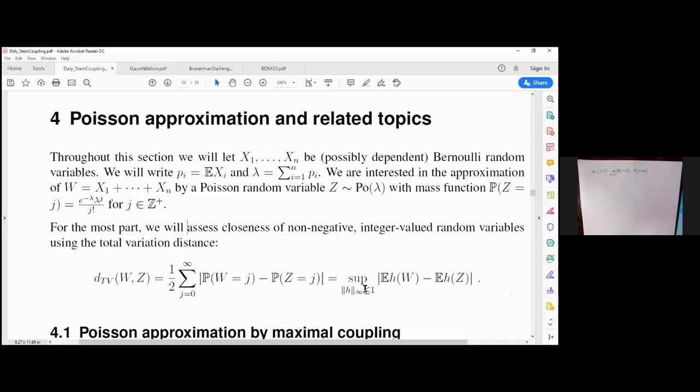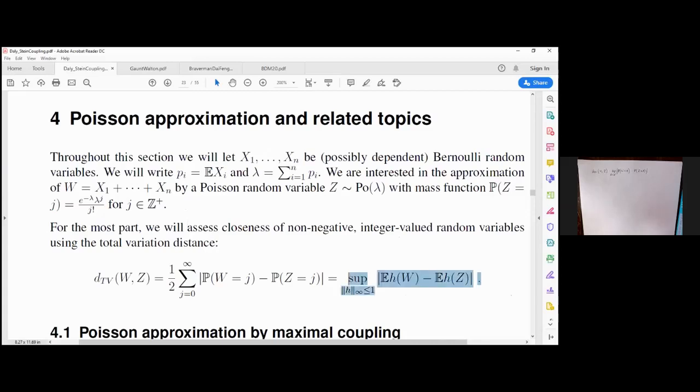And it's a relatively strong metric. It's typically too strong for things which aren't discrete, but works very well and gives us a strong sense in which things are close for discrete random variables. So it tends to be the thing that people use here.